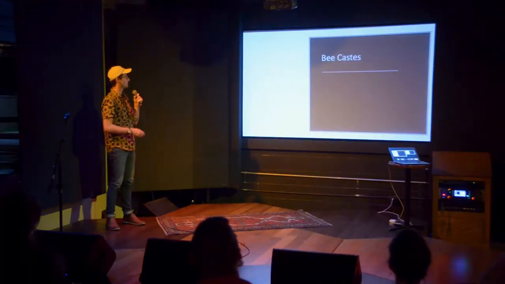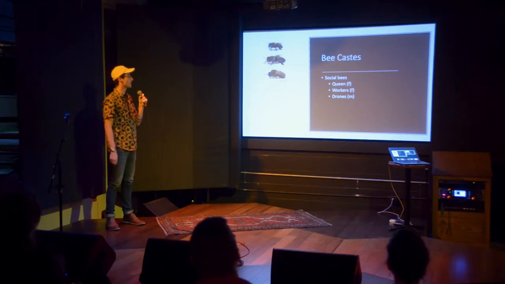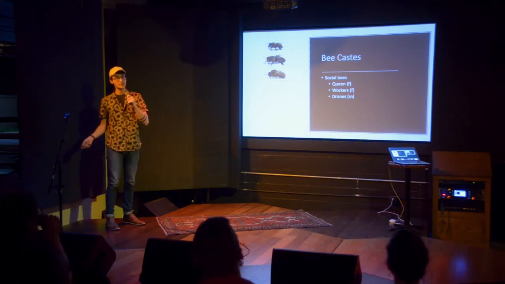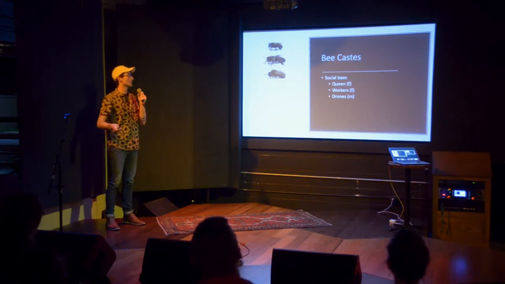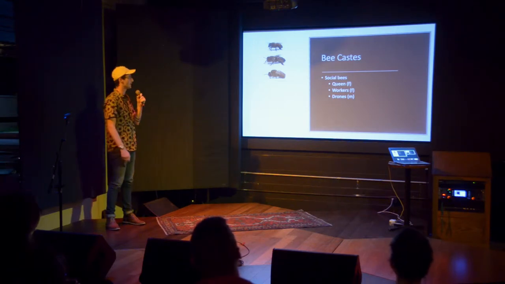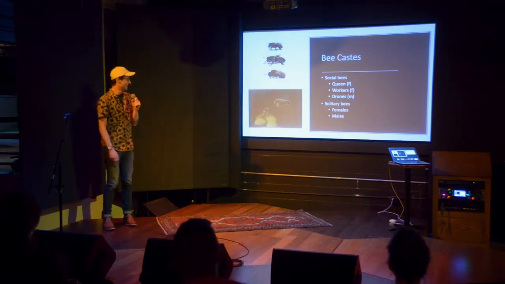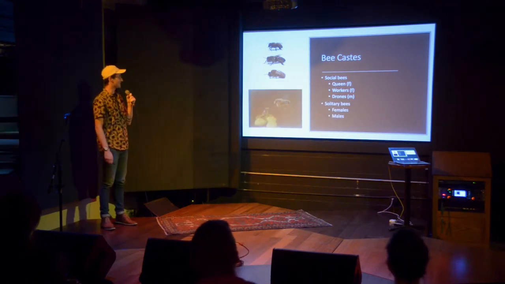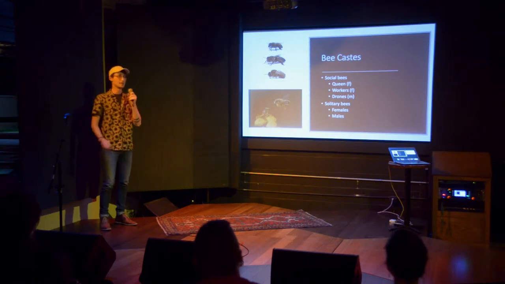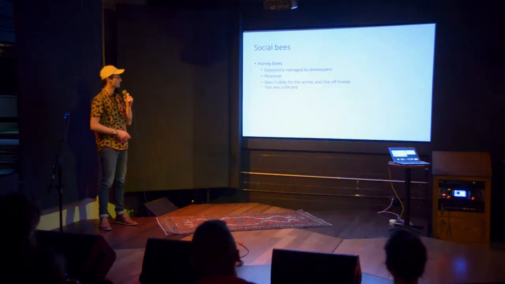If we want to break this down into how the hive structure and nest structure look: for our social bees, we have our female queen that's laying all of the eggs, our sterile workers, and then our drones, which basically have no purpose other than to mate with the queen. And then when we look at solitary bees, each female is making her own nest, and males have the same purpose as with our social bees.